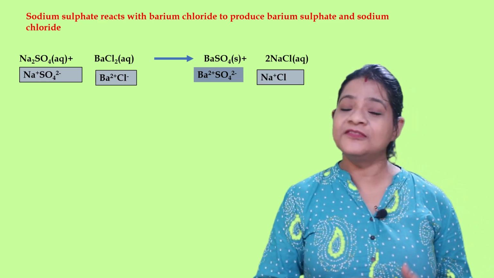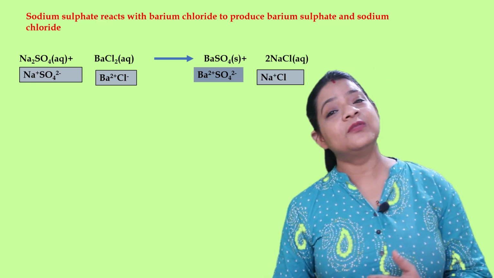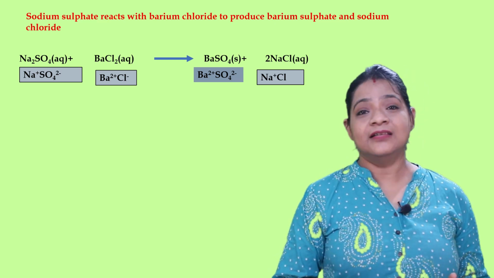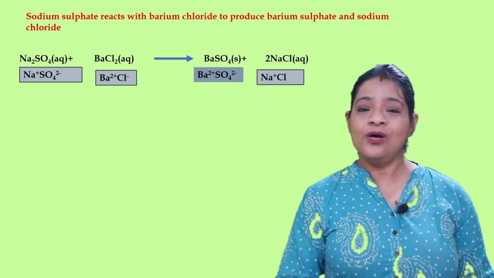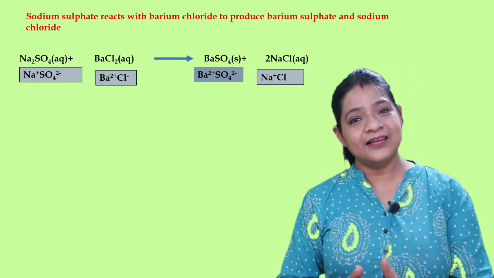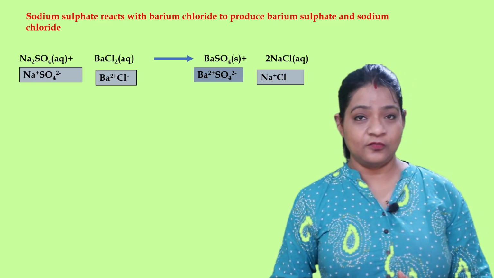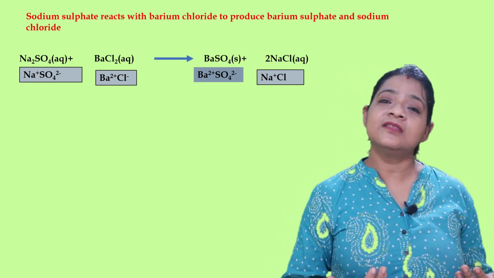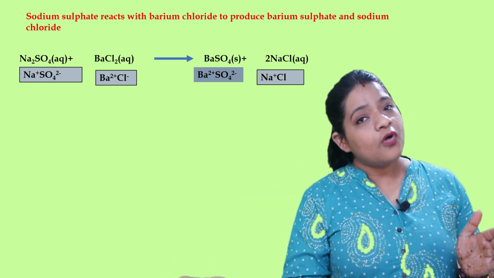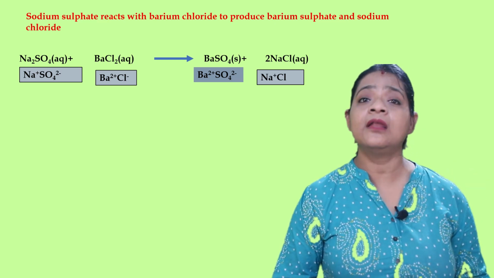One example of double displacement reaction is when sodium sulfate reacts with barium chloride, it forms sodium chloride and barium sulfate. So Na2SO4 plus BaCl2 gives 2NaCl plus BaSO4. Now what happens here? Sodium comes with chloride and barium comes with sulfate. So hence it is a double displacement reaction.